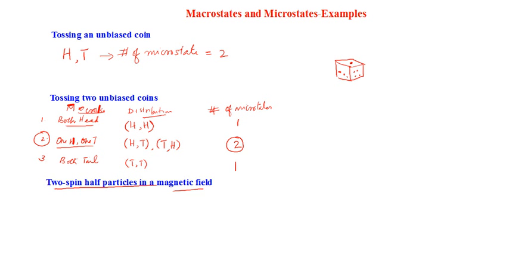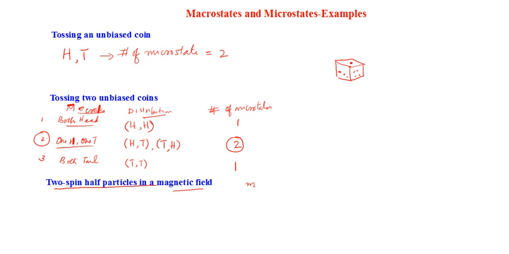The spin of the particle can arise for several reasons. It can arise due to the orbital motion, or due to other reasons also, because it's angular momentum. Magnetic moment is related to that. Let me denote the magnetic moment by EM. So suppose I have two spin half particles kept in a magnetic field.